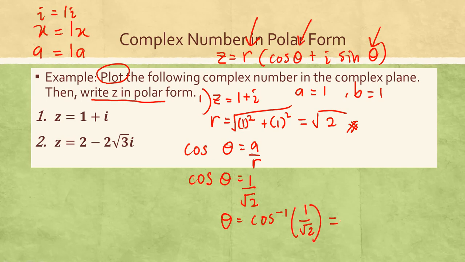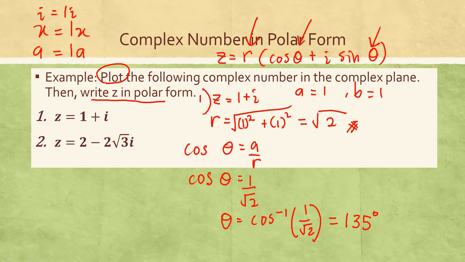So what do you get? Take your calculator, press shift, cos, and we will get inverse cos of 1 over square root 2. Okay, so I get 135 degrees. Now we have the angle.